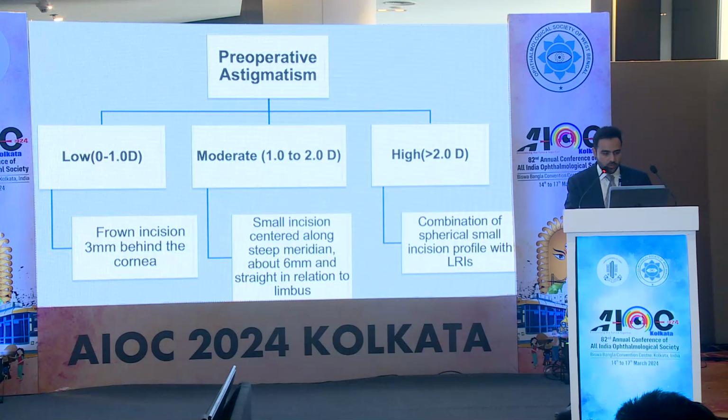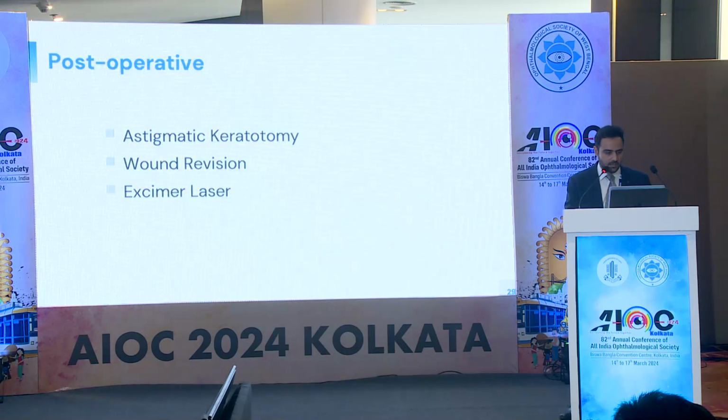So in summary, if there is preoperative astigmatism, in cases where there is less than 1 diopter of astigmatism, we can go for a frown incision, which is 3 millimeter behind the limbus. If there is moderate, we go for a small incision centered along the steeper meridian, and a straighter incision will correct more. And if there is higher astigmatism, we go for a combination of small incision profile, like giving a straighter incision, a larger incision, and also adding LRIs or opposite clear corneal incision. And in post-operative, we can go for astigmatic keratotomy, wound revision, excimer laser.